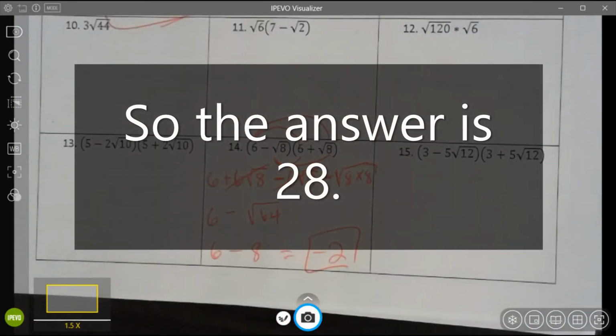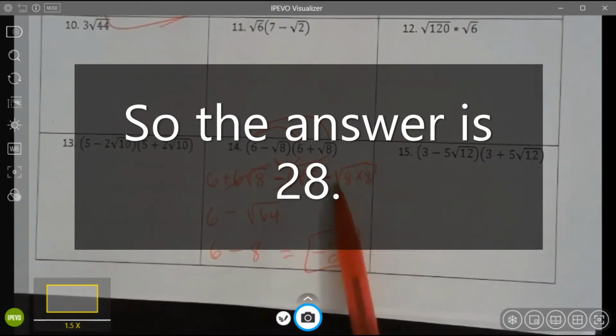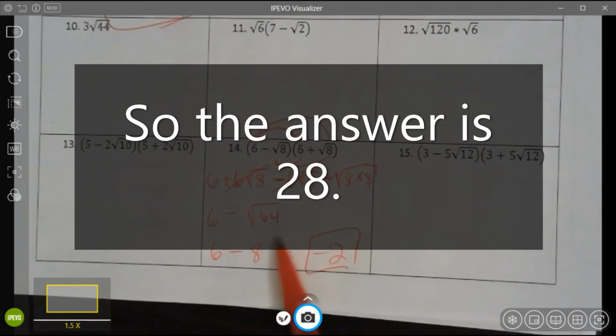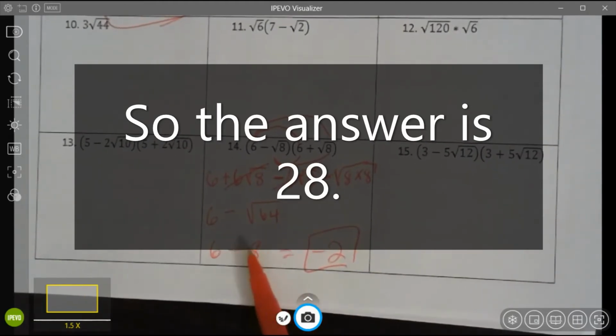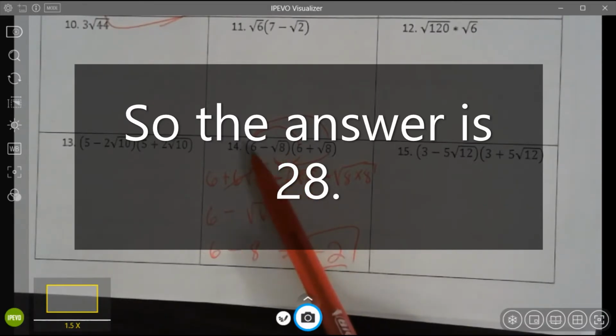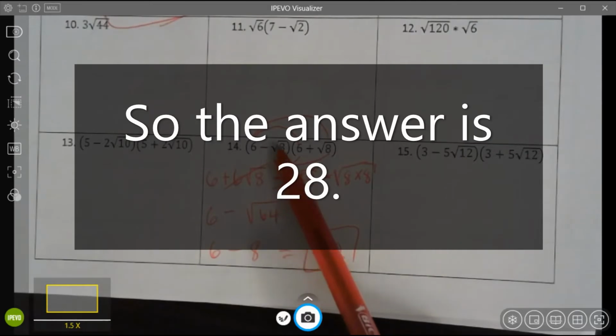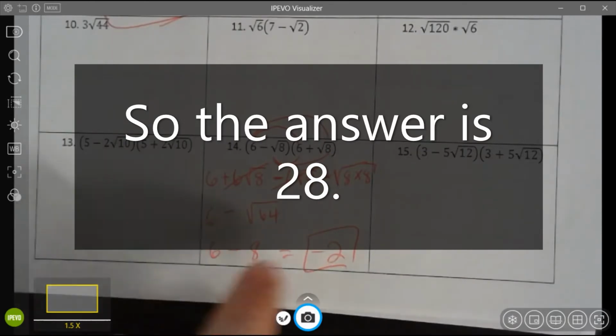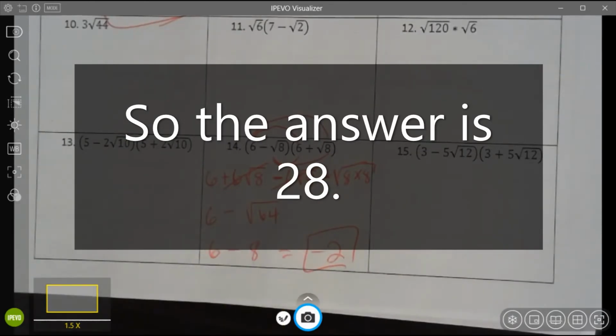If you wanted to, you could have noticed here that I had 2 8s, so you could have gone right from here to here if you wanted to. Additionally, you could have simplified the square root of 8 first, because that's 4 times 2. So you could have said 6 minus 2 square root of 2 times 6 plus 2 square root of 2. But there's nothing wrong with doing it the way that I have here. Okay.